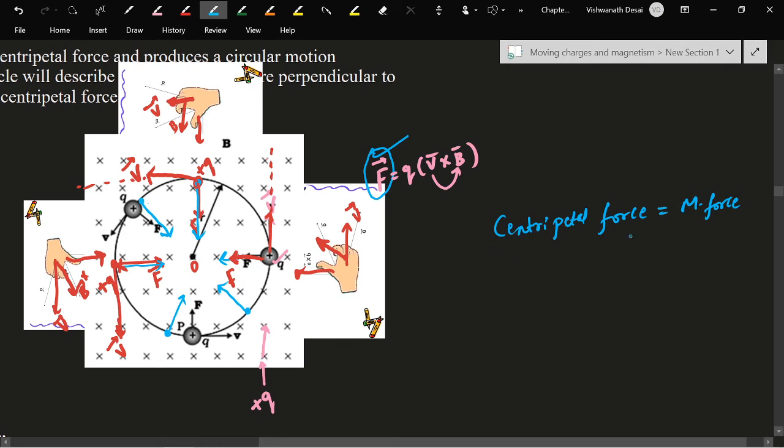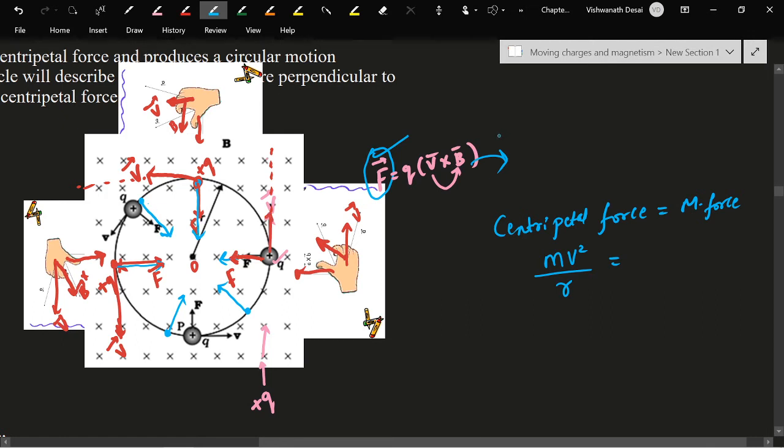Therefore, this centripetal force formula is given by m v square divided by r, where m is the mass of the charged particle, v is the velocity of the charged particle and r is the radius of the circular path. That is equal to, what about the magnetic force? This is the magnetic force, right?